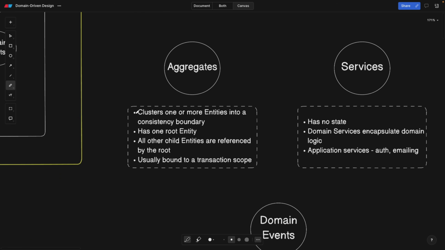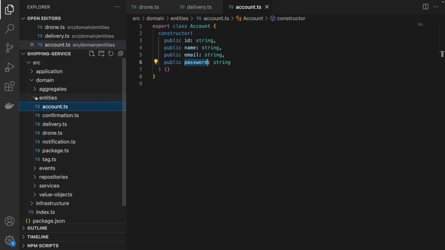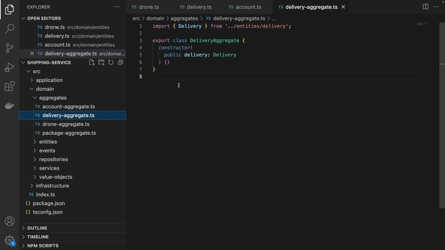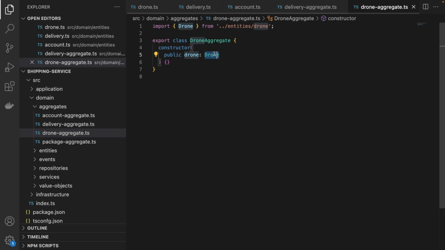Aggregates, basically they cluster one or more entities into a consistency boundary. Also, they always have one root entity, and all other children are referenced by the root, and usually they are bound to a transaction scope. Okay, this is very important to know. Now let's take a look at the aggregate. Let's take a look at the delivery aggregate. So in the delivery aggregate, we are using the delivery entity. Okay, in the drone aggregate, we're using the drone entity.